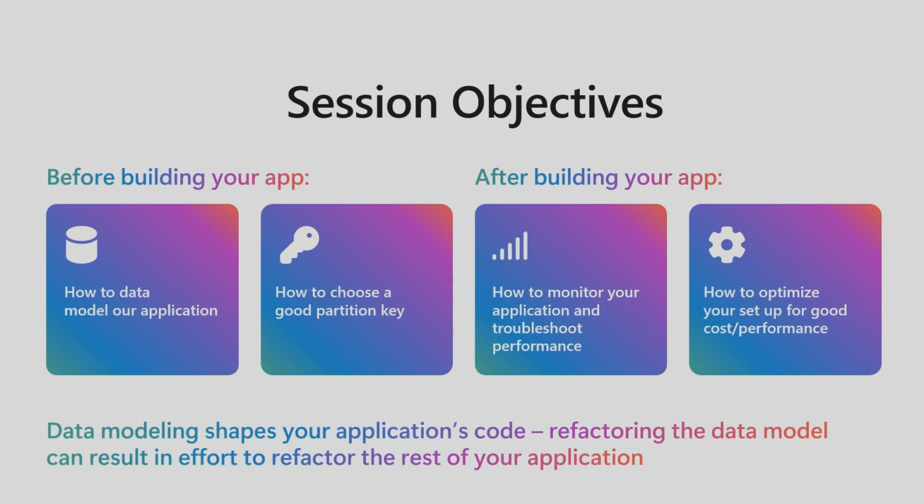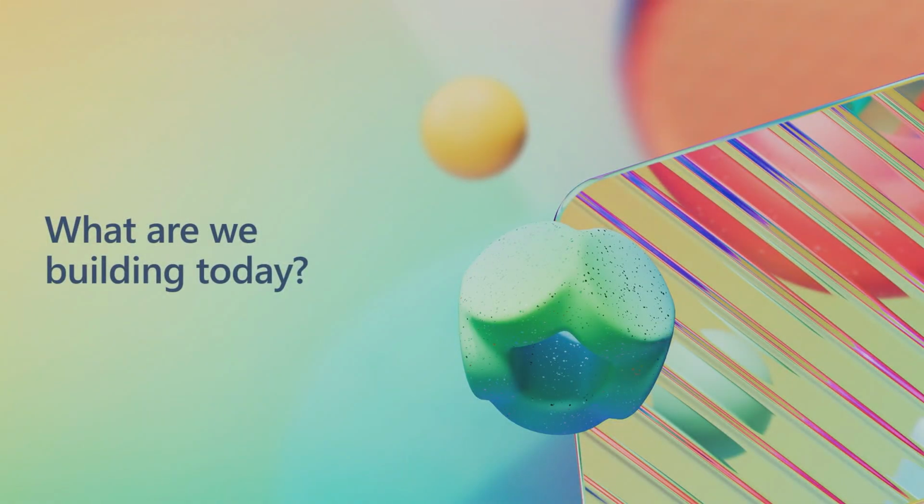It's really important to get these two things right early on, because refactoring your data model or changing your partition key can actually lead to refactoring your application's code, which we all know takes a lot of effort and time to do. We'll be walking through how to do that with a sample application, and then we'll go over best practices and how you can monitor and troubleshoot performance after building your app as well. So with that, Steph, do you want to tell the audience what we're building today?